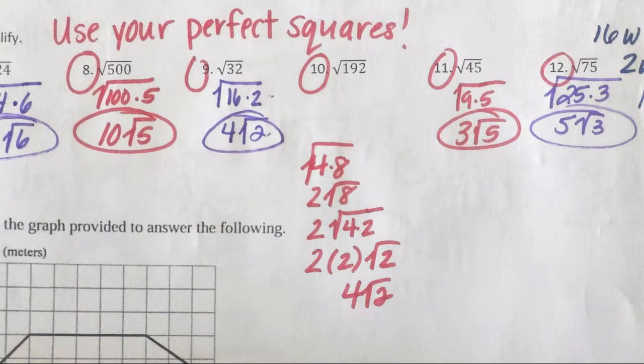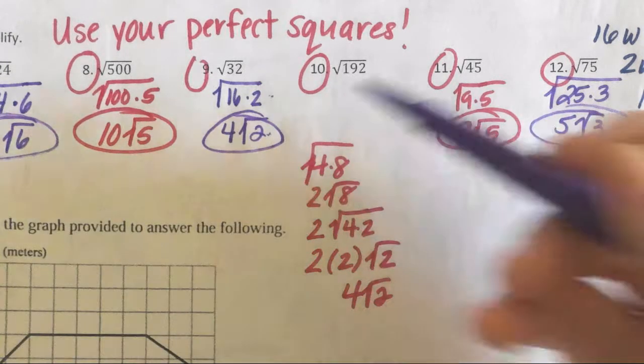God bless Jim for getting these done yesterday. Got 10. And you have number 10. Go for it. 8 square root of 3. I'm so glad Jim did these yesterday. That makes our life so much easier. 192 is a hard one.